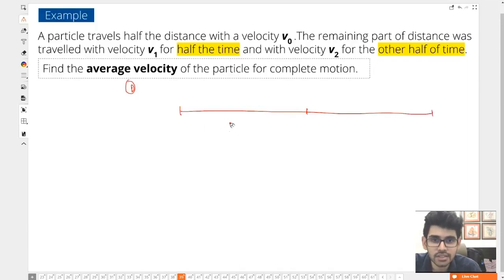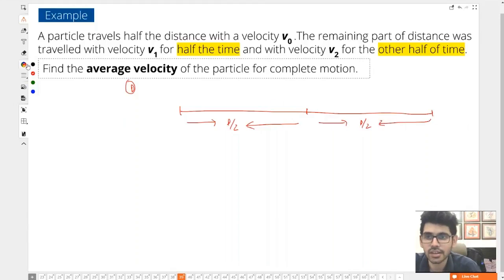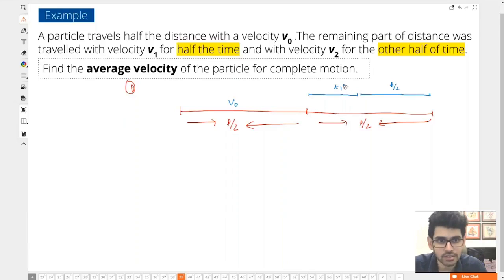So half the distance, which is D by 2, and this is also D by 2. Okay, so this is covered with v0 velocity. Here the velocity was v0. And here, for the remaining half, for half the time, let's call this time t1, and this also as some t by 2. It's not the total time, it's just for this half the time, for t by 2.